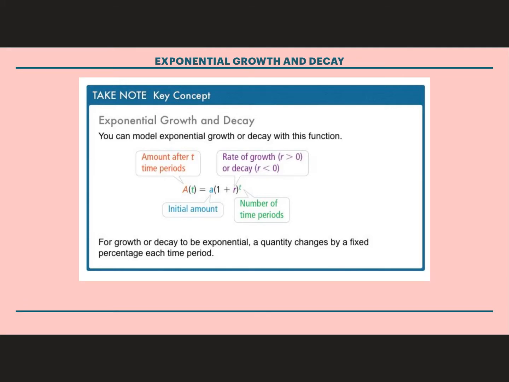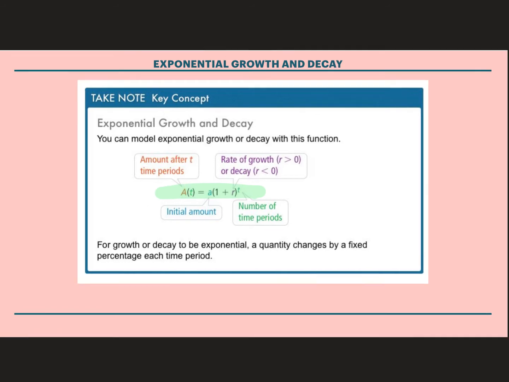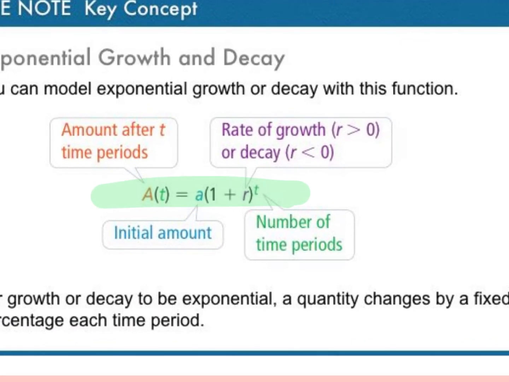So today we're going to be solving word problems. They're going to be our exponential growth and decay word problems. We're going to use this formula here to help us solve word problems. In the word problems, we're always going to need to find what our initial amount is. So that's our A. It's whatever we start with.